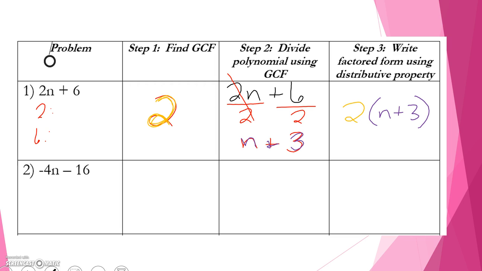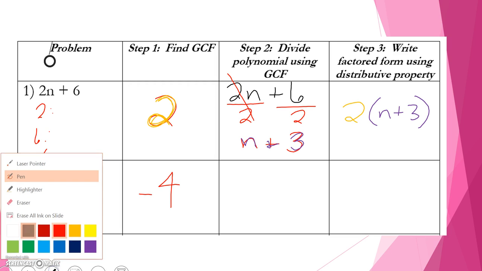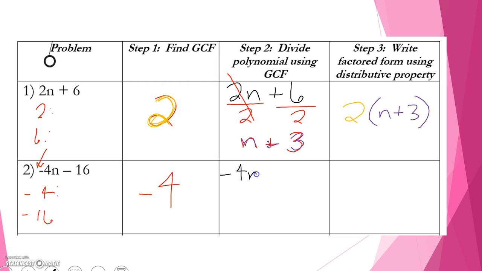All right, the next problem, I have negative 4n and minus 16. So I could write out my factors if I want, but hopefully you can realize that what goes into 4 and 16, the biggest number is 4. Now, since the first term had a negative sign in front of it, your GCF should be negative. So I'm going to take my original problem, and I'm going to divide both of these by the GCF.